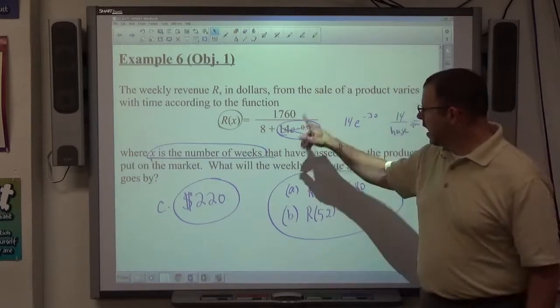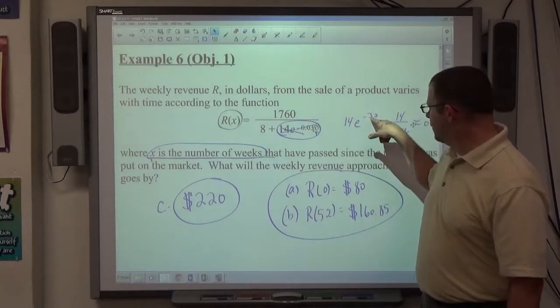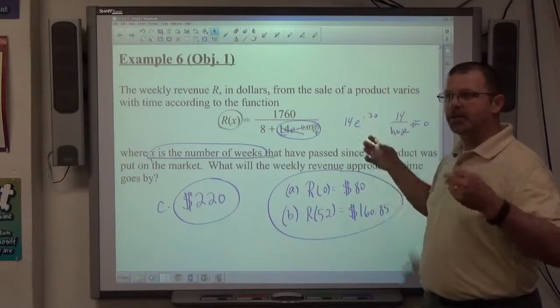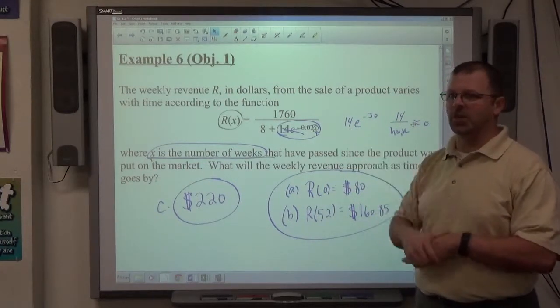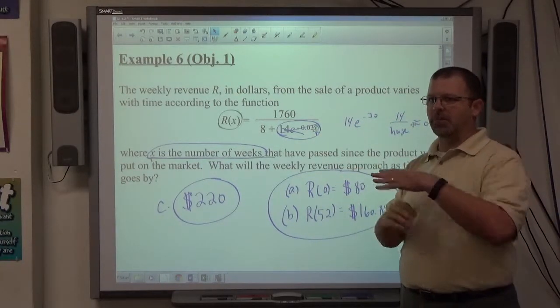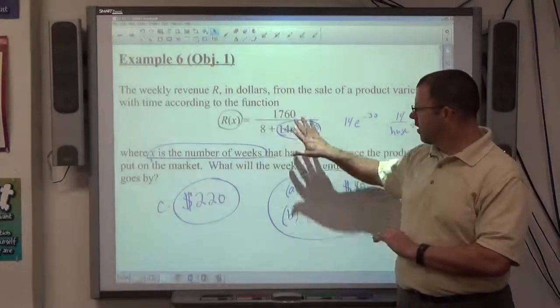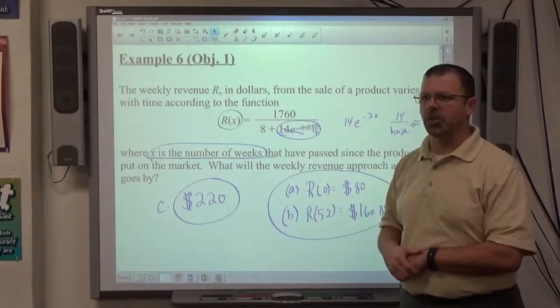Because again, as time goes by, this number in the bottom gets bigger, bigger, bigger. So 14 over that number, 14 stays 14. As the bottom keeps getting bigger, you get closer and closer to 0. This term goes away. All that's left is those two numbers.